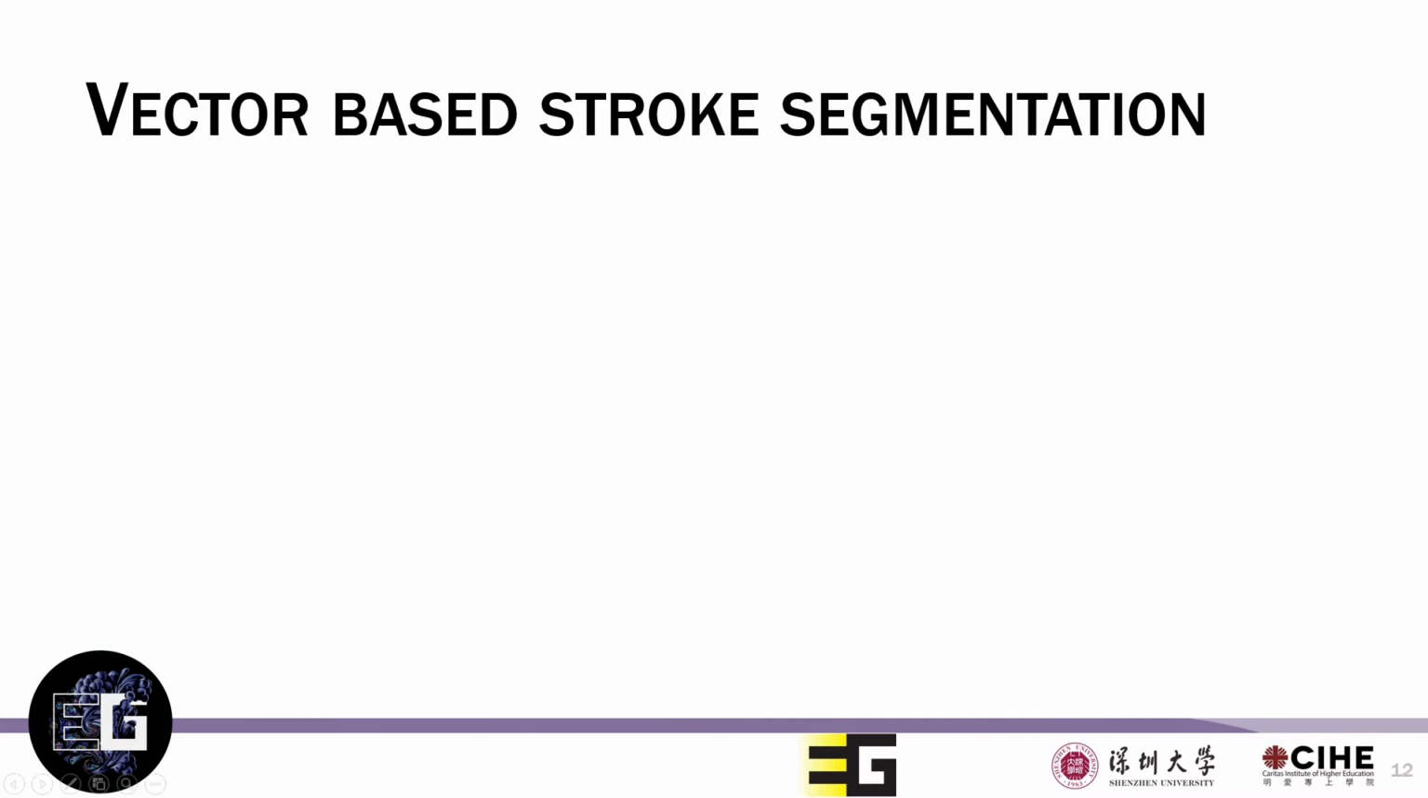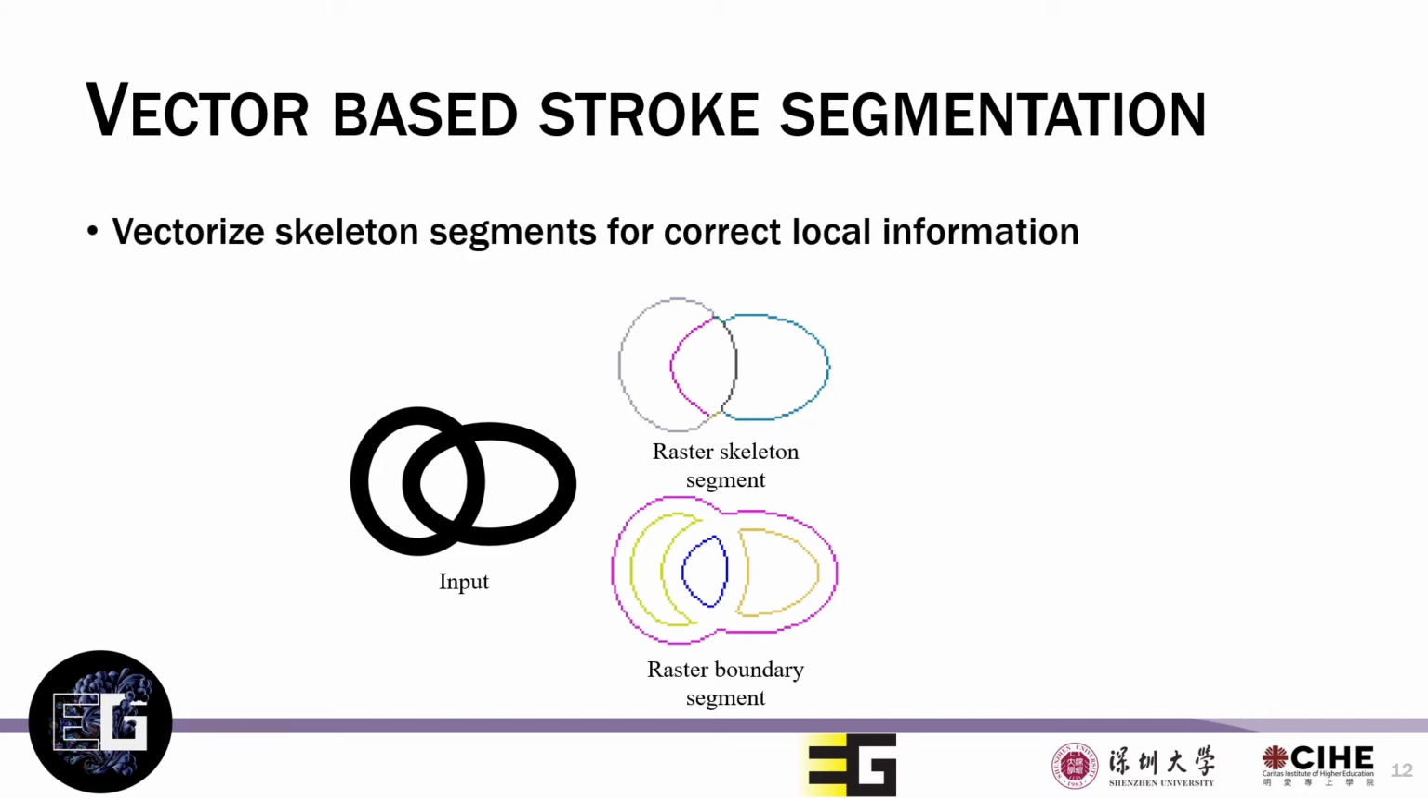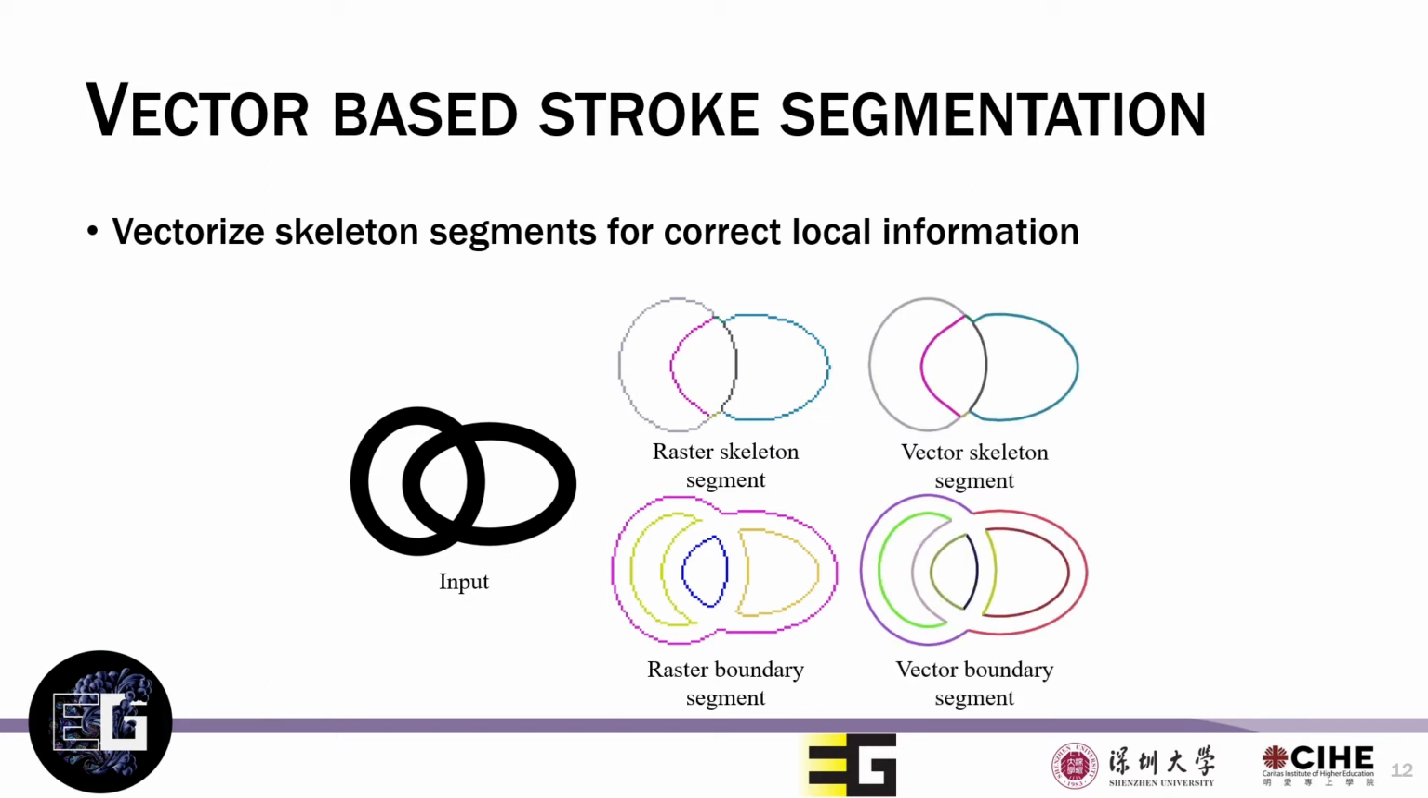Now we elaborate on the details of each step. Due to the discrete nature of raster pixels, the identified skeleton segments are not smooth. They may provide incorrect information of local properties, such as tangent and curvature. Therefore, we fit each raster skeleton segment with an optimization-based smooth spline. Similar to the skeleton, we also implement such an operation for the boundary.